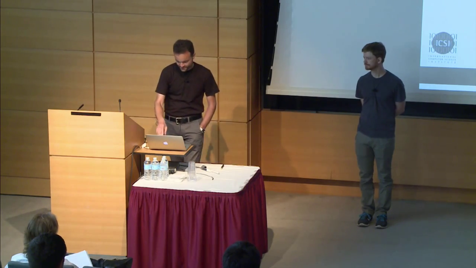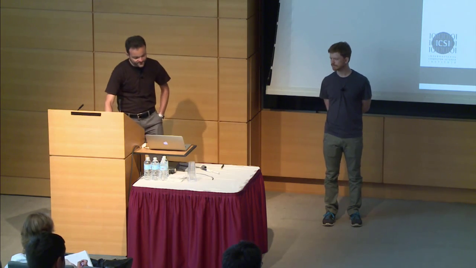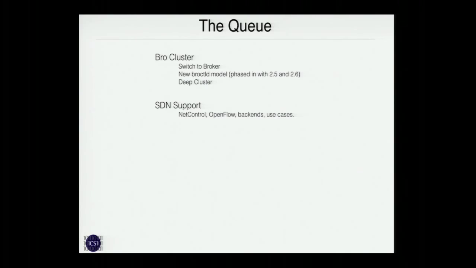Anything else? I guess we can move on here. So Johanna talked about the new net control framework yesterday, the OpenFlow stuff. I don't want to say much more about that, except that that is something which pretty certainly will be in 2.5. We will be polishing the API there more. We are hoping to collect some experiences with use cases. We are interested in hearing about use cases for SDN interfacing, an SDN interface to Bro. Different sites have very different ideas how to use that, how to leverage that, and we hope we can support as many of these use cases as possible.